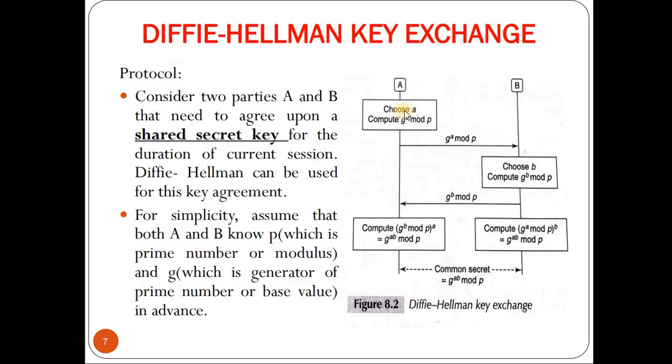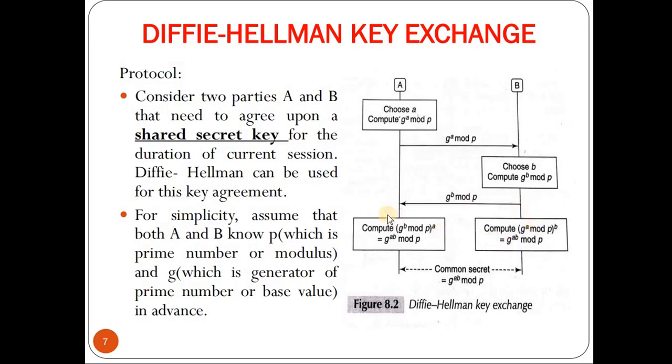Initially A chooses a random number a, which can range from 1 to P minus 1, and computes a partial key, G to the power a mod P. This value is sent to B. On receiving this, B chooses a random number b, which can range from 1 to P minus 1, and computes a value G to the power b mod P, and this is sent to A. At this point, both parties will have G to the power a mod P and G to the power b mod P.